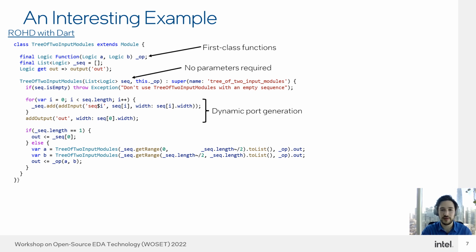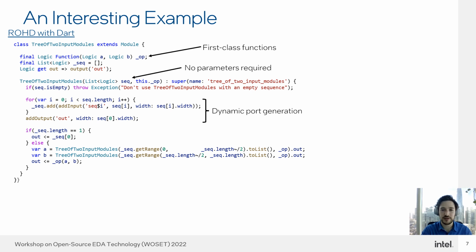Op is a Dart function. In Dart, functions are first class and can be stored in variables. It expects a function which takes two logic inputs and provides one logic output. The module dynamically at runtime adds ports of appropriate input and output widths to match the count and width of the input elements from seq.